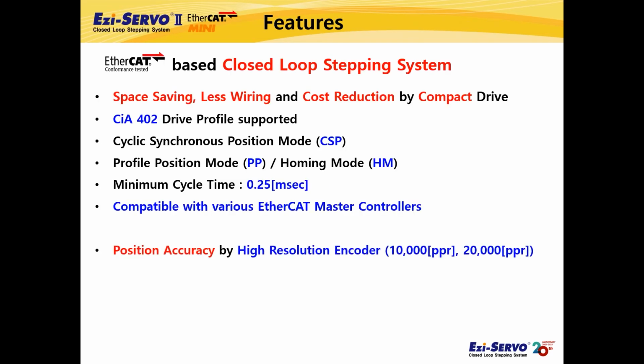Also, a high-resolution encoder is attached to enable precise position control. It depends on the motor size, but up to 20,000 ppr resolution encoders can be used. Due to the characteristic of the stepping motor, it does not require a separate gain tuning, which can reduce maintenance effort.